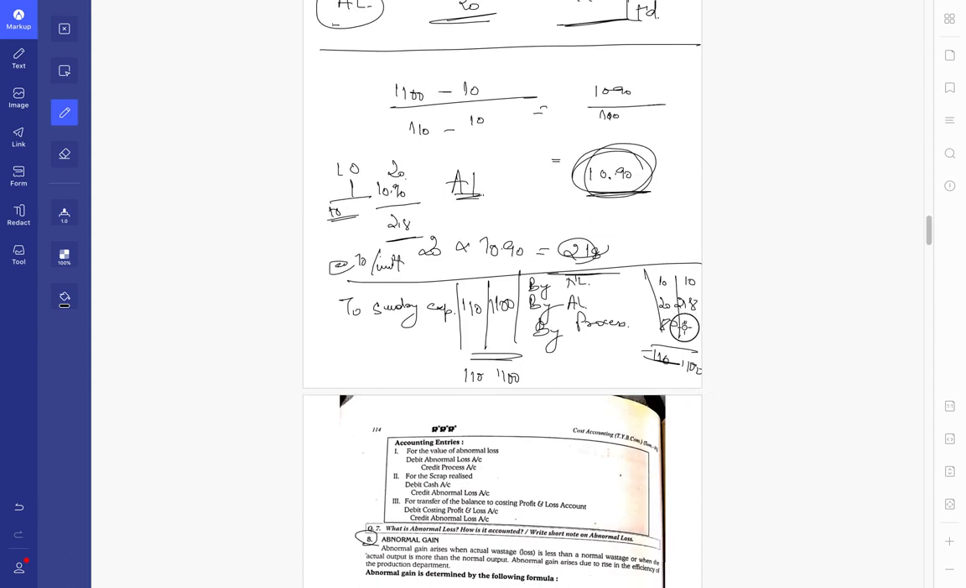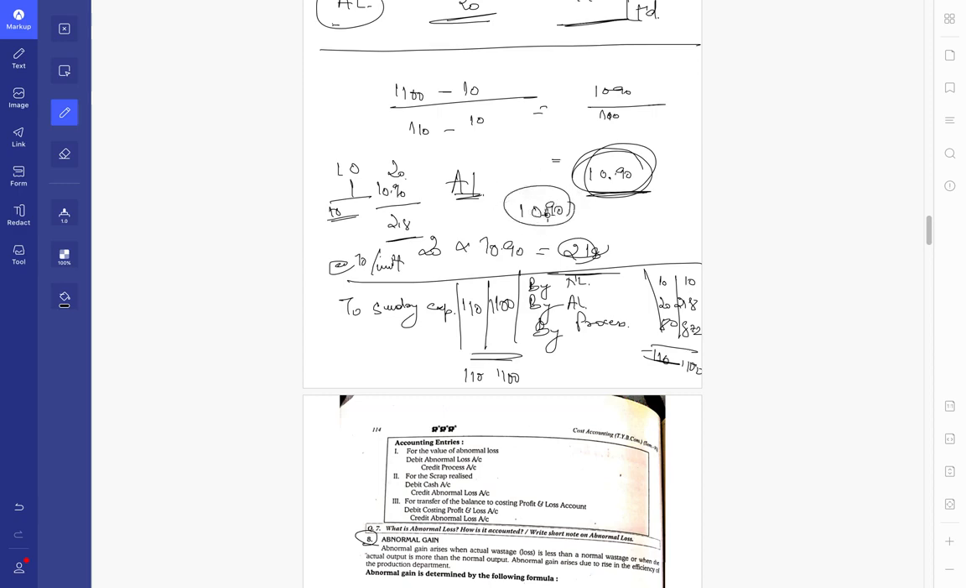That would give us 872. This would now change our average cost to what? 872 divided by 80 units which were manufactured. That comes out to be 10.9.